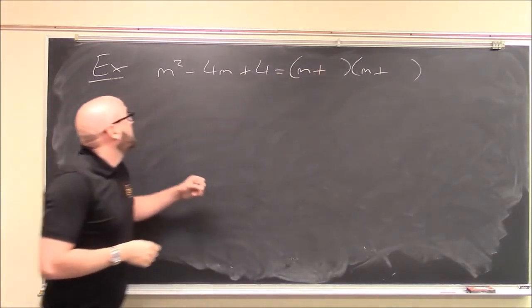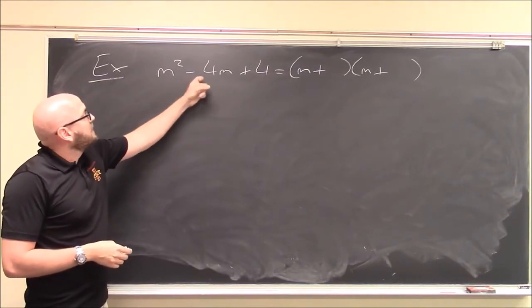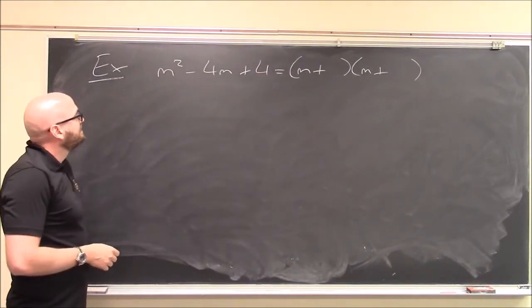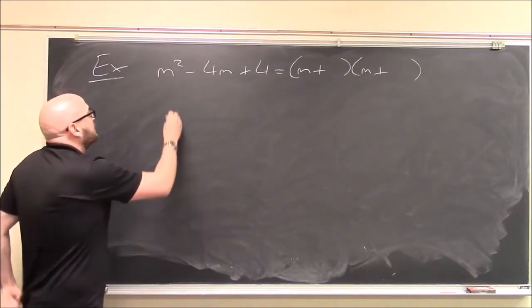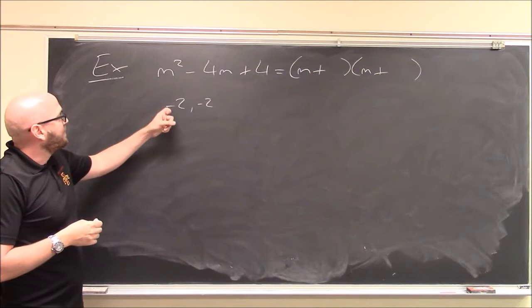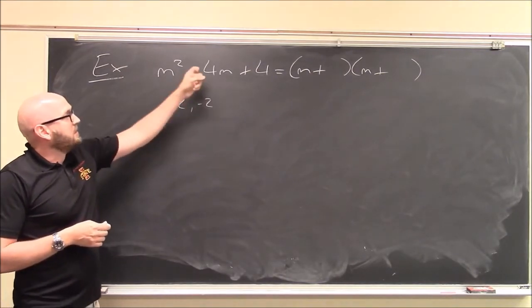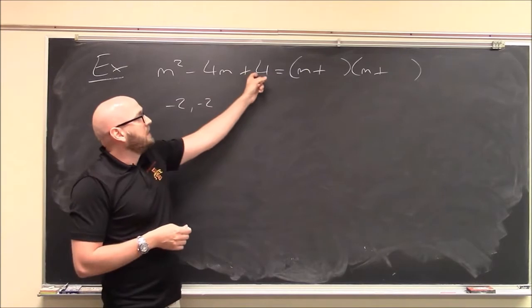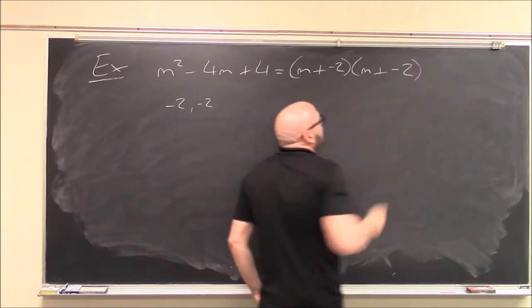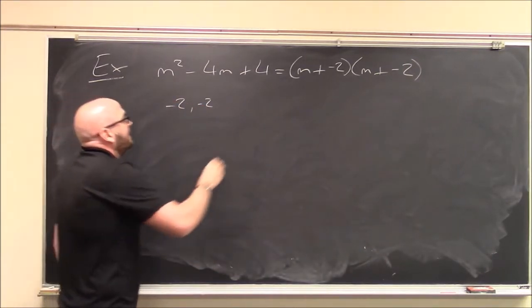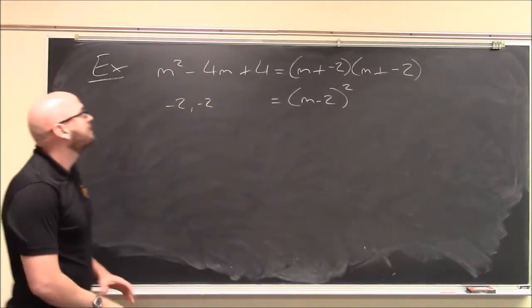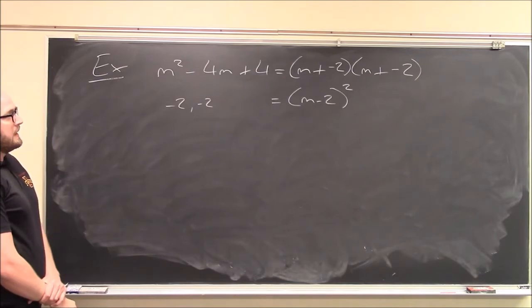And what are these numbers going to be? Well, these numbers are going to be two numbers that add together to give minus 4 and multiply together to give positive 4. What are my two numbers going to be? Well, it turns out in this case they're actually minus 2 and minus 2, right? Minus 2 plus minus 2 is minus 4, and minus 2 times minus 2 is indeed positive 4. So this factors as m plus minus 2 times m plus minus 2, which you could also write a little bit faster as m minus 2 squared. So this trinomial has been factored.